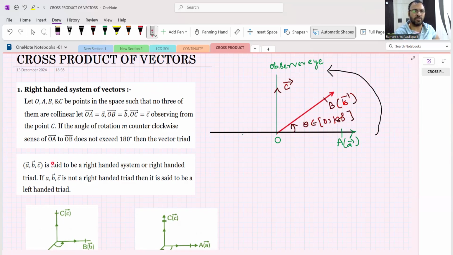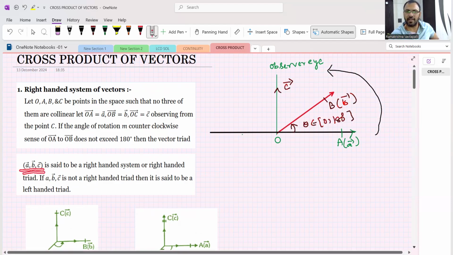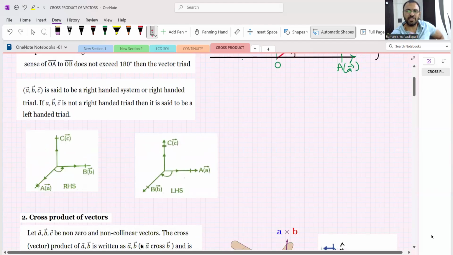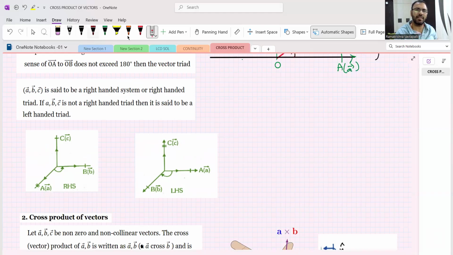This is known as a right-handed system vector triad. If it is not a right-handed system, then it is called simply a left-handed system of vectors. Here you see that this is a right-handed system of vectors because the angle of rotation from A bar to B bar is in the anti-clockwise direction.